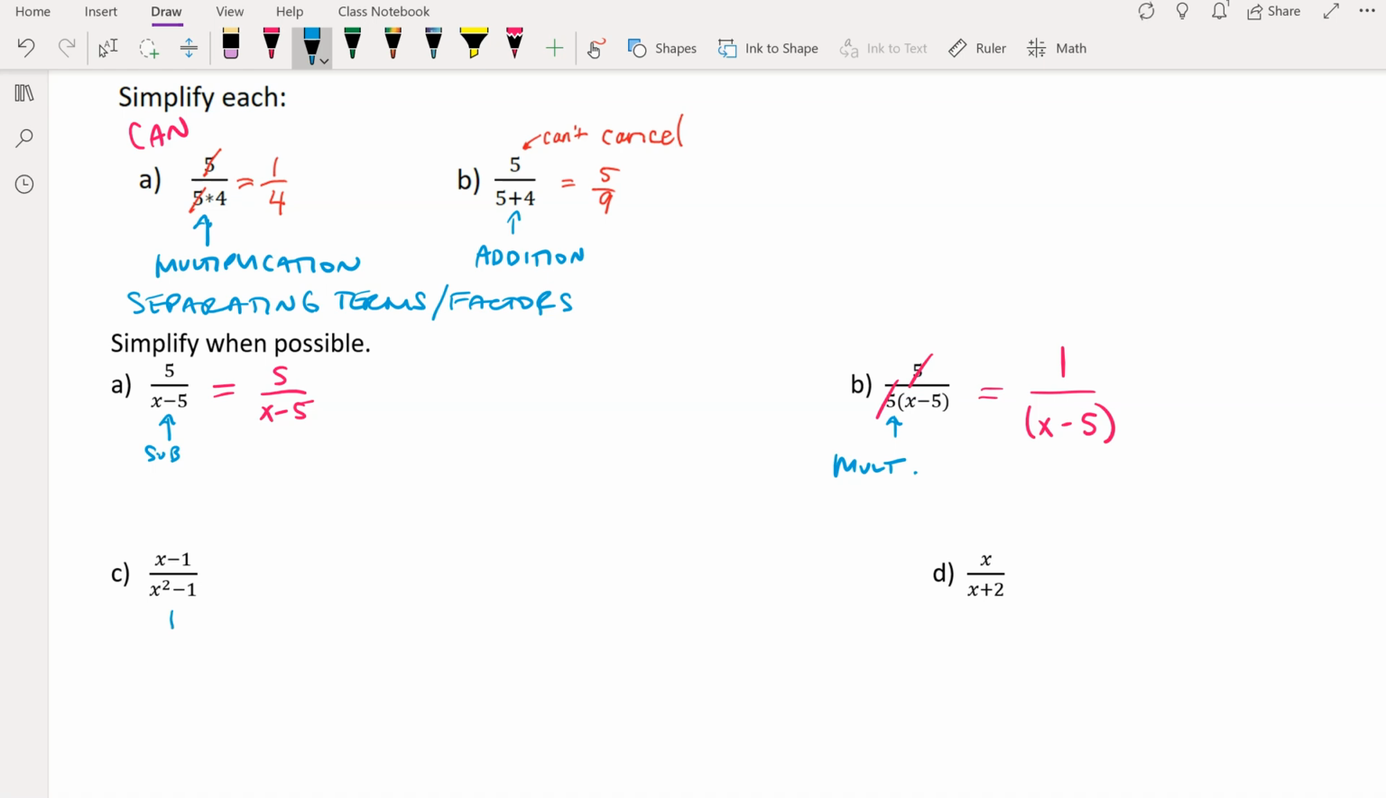All right, let's go on to the next one. What do we do here? Subtraction's happening. But can we turn this into multiplication? Let's really quick rewrite this. What is this the same as? X minus 1. Can I factor the bottom? What would the factors be that you get on the bottom?